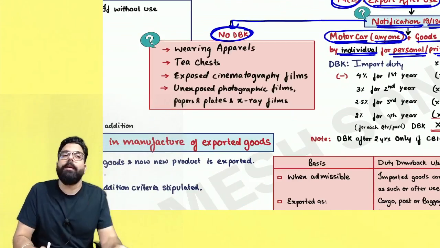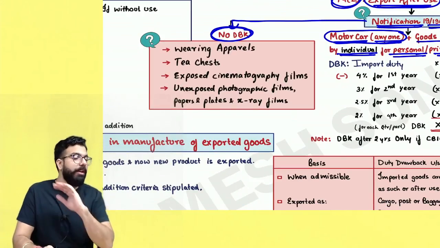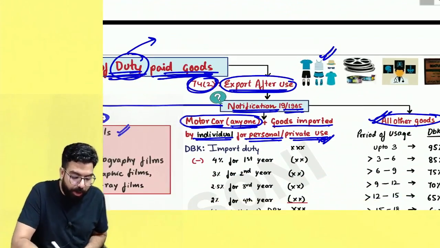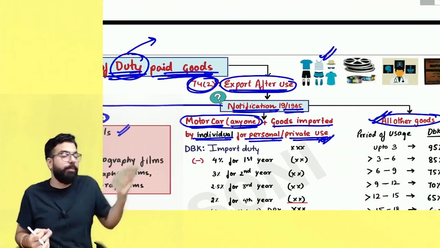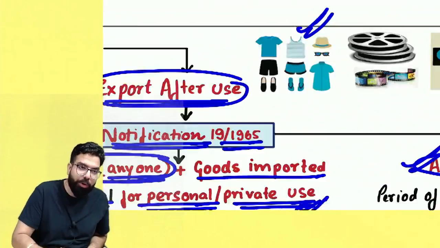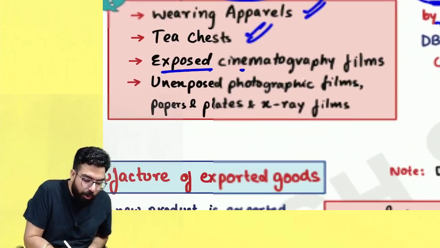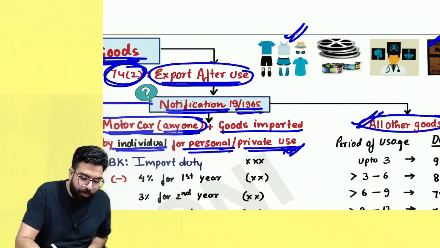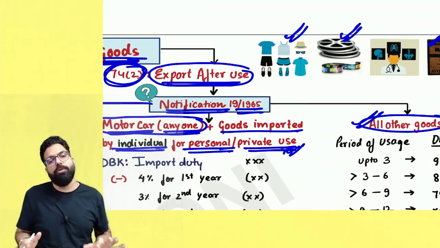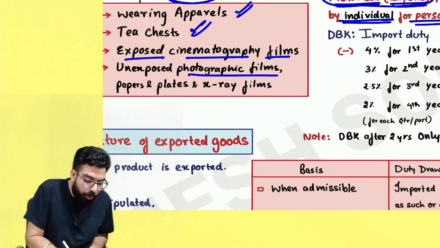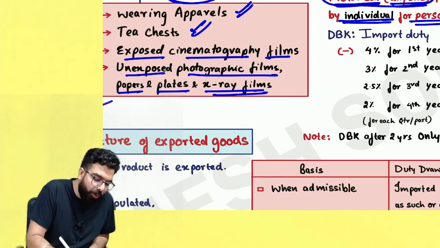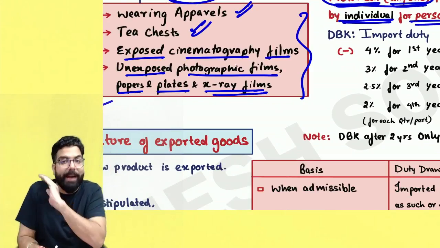Now, there are some items which you import, use and export, and you will not get any duty drawback. Wearing apparel: if you import it, use it for some time and then export, no duty drawback. Tea chest, in the case of tea chest also, no duty drawback after use. Exposed cinematographic film, these are always movie films which come into India. You saw the movie and now you want to export it after use, no duty drawback. The next one, unexposed photographic film, might be paper, plates, X-ray films, etc. After use, if you want to export, no duty drawback, absolutely zero.